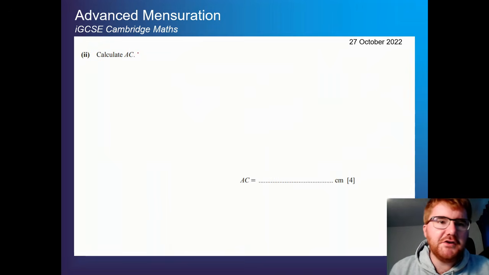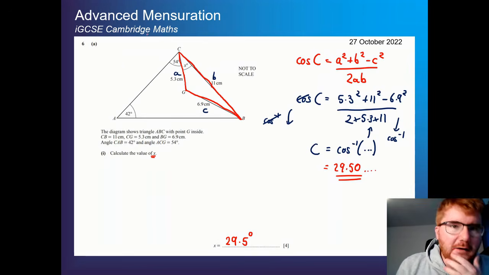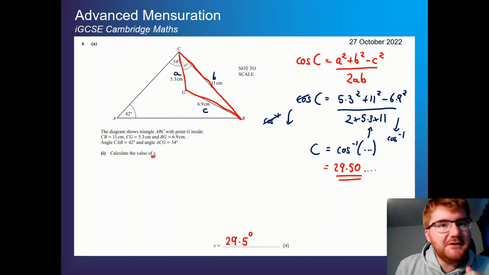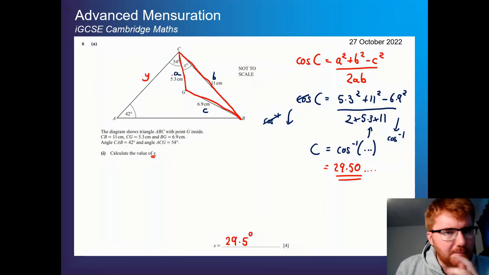Now on to part 2 here. They want us to work out the length AC. Now, a nice little trick here is they've used the cosine rule for one question. You're probably going to use sine rule for the next question. But let's just work this out. So let's just call this a letter. Let's call this y. At the moment, we can't use the sine rule because we've got 11 and 42, but we don't have y in opposite angles.